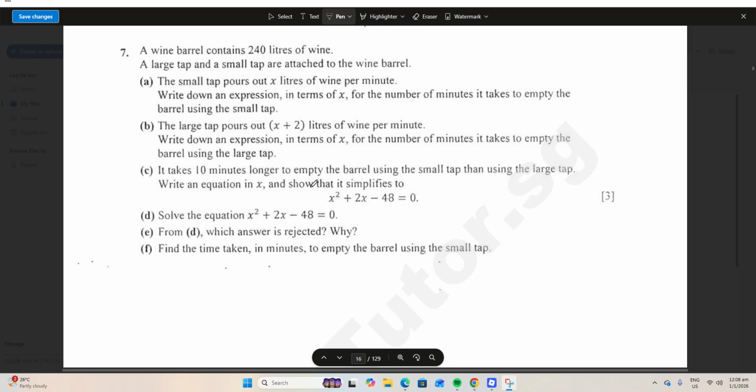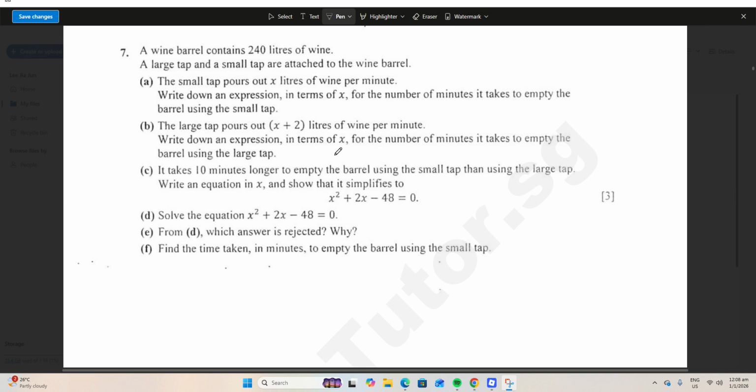Okay, these questions are very common. They come out for O levels, almost every single year. In fact, every single year. A large tap pours out x plus 2 liters of wine per minute. So write an expression. Again, this is just 1 mark. So it's 240 divided by x plus 2 per minute.